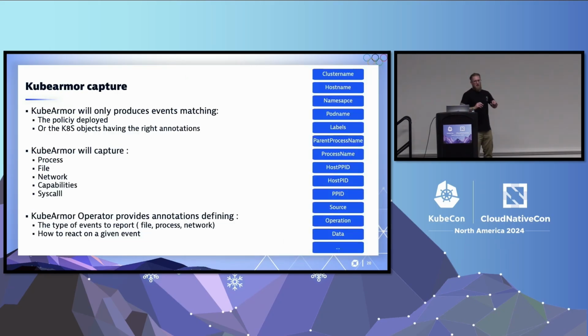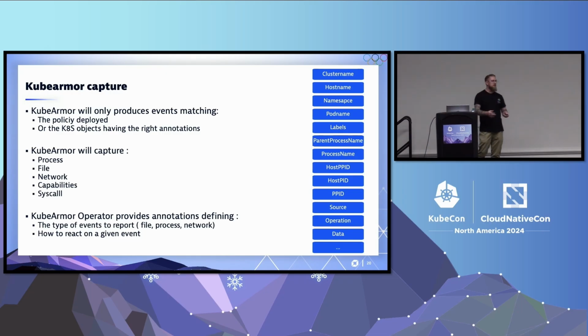KubeArmor, when you deploy it, is not going to produce any events, nothing. It will basically only produce events once you deploy policies, which makes sense. And also, you have an option to say, I want to turn on events. So you can then get events from process details, file details, network details, and so on. So at the end, it captures everything we need, the process, the file, the networking.